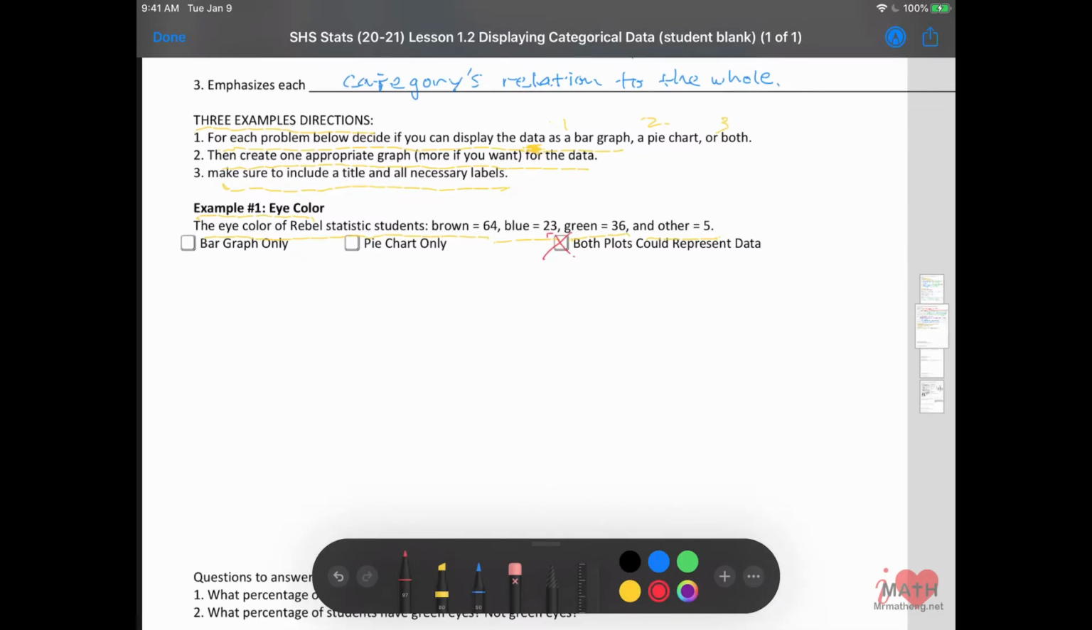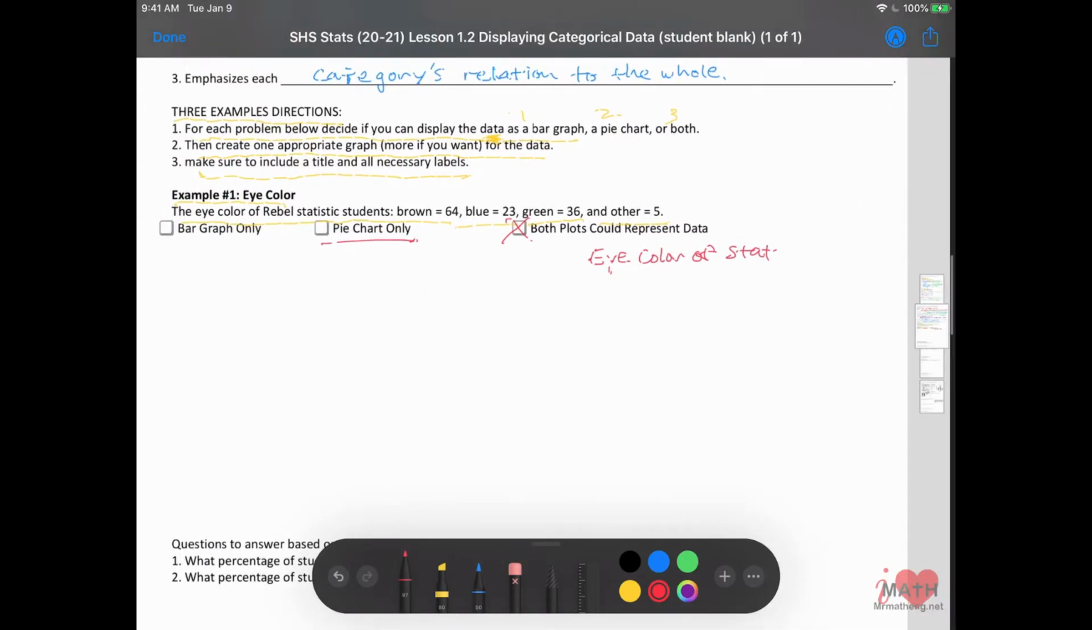So let's go ahead and create a pie chart. Let's do it over here. So here's my title. I don't know, my pen's going wrong today. Eye color of stat students. So there's my title. And then if you have your circle or pie, here you're actually converting these, you're doing actually the previous day's lesson.